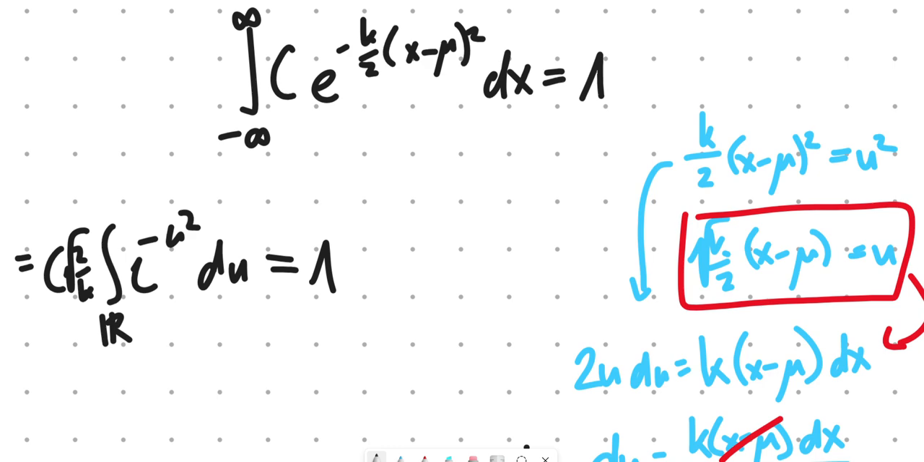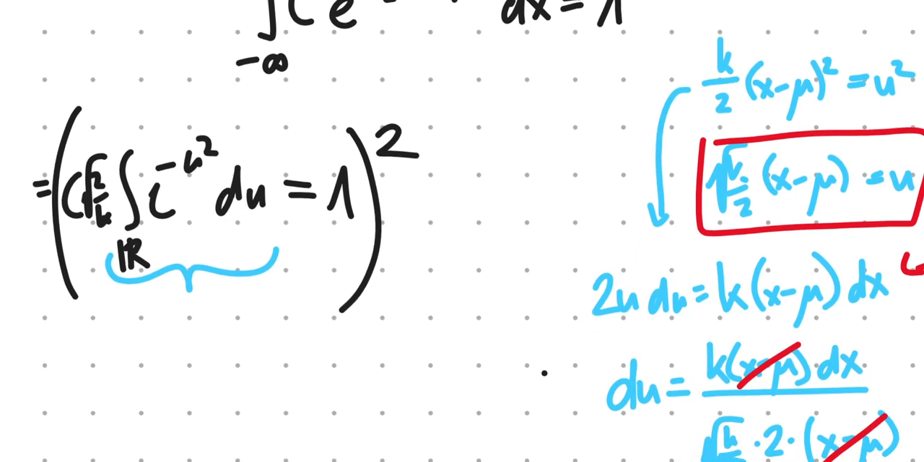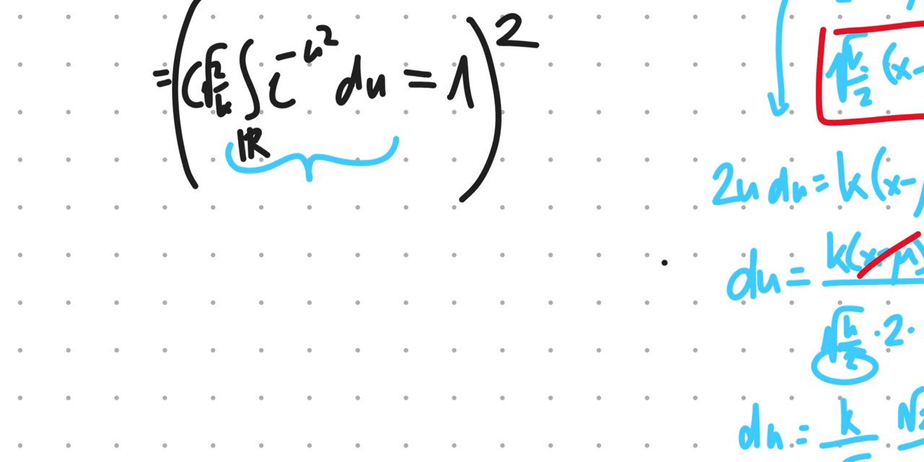Now this integral is a special integral, and we cannot really solve it without using some special tricks. So for the special trick, we have to be very smart and square both sides. Now we square both sides because we want to use a theorem called Fubini's theorem. I'm going to write this down. Fubini's theorem.